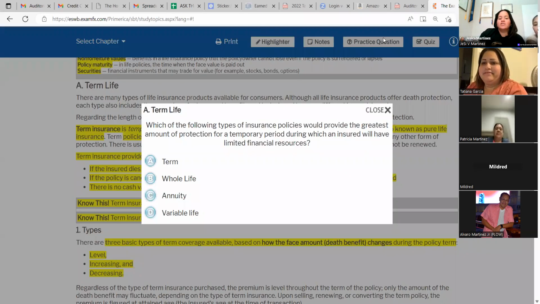Okay. So which of the following types of insurance policies will provide the greatest amount of protection for a temporary period during which an insured will have limited financial resources? Will it be term, whole life, annuity, or variable life? Correct. So Ellie says if it says temporary, it is term. Do we agree? Yes. Okay. So let's choose term.